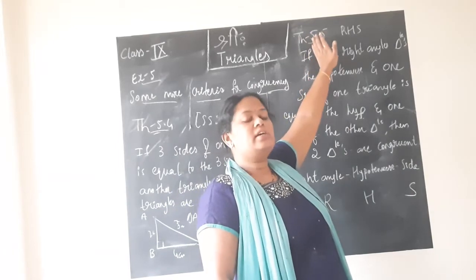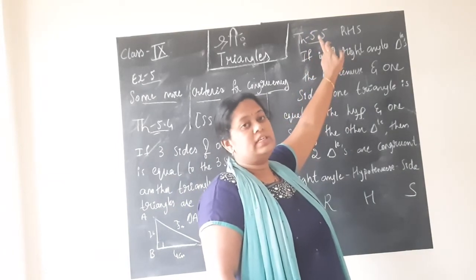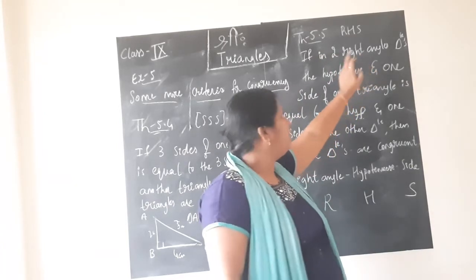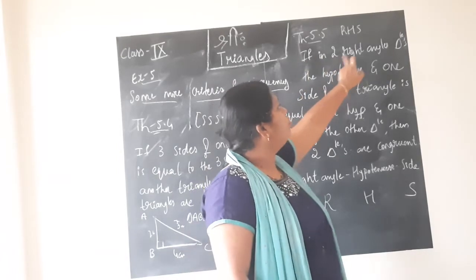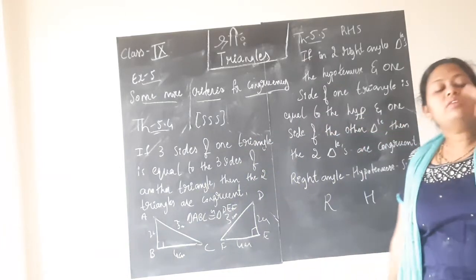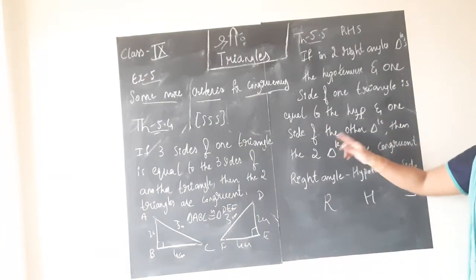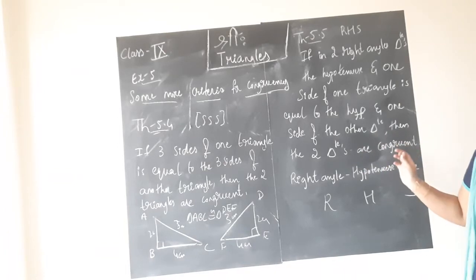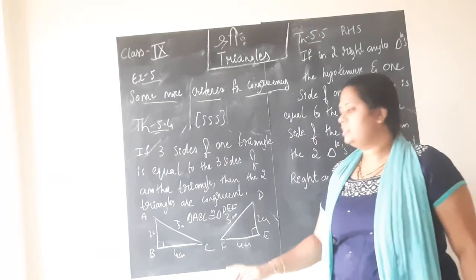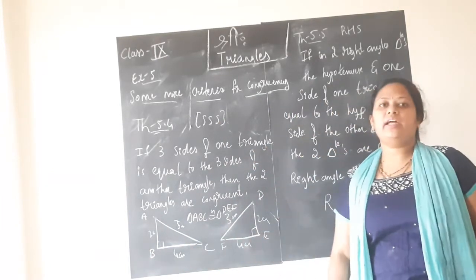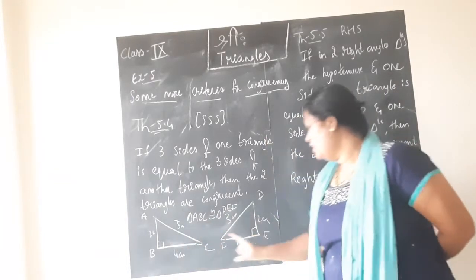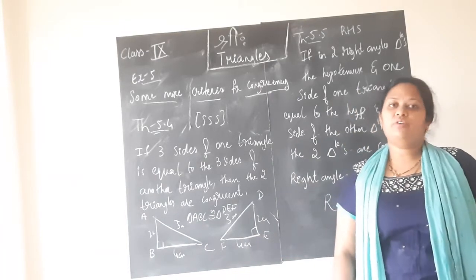Next we have theorem 5.5. It states that if in two right-angled triangles, the hypotenuse and one side of one triangle are equal to the hypotenuse and one side of another triangle, then the two triangles are congruent. To understand, let me go back to this figure. We have two right-angled triangles here. Angle B and angle E are 90 degrees. In triangle ABC and triangle DEF, angle B equals angle E, because both are equal to 90 degrees.